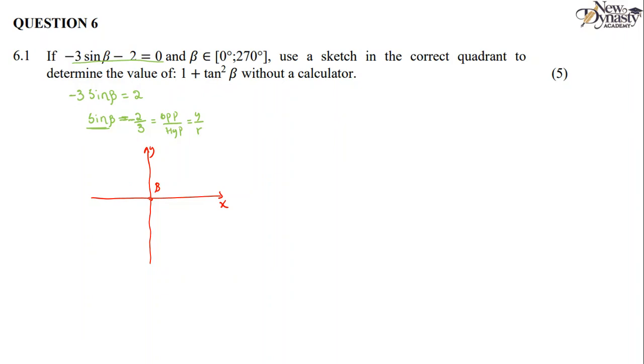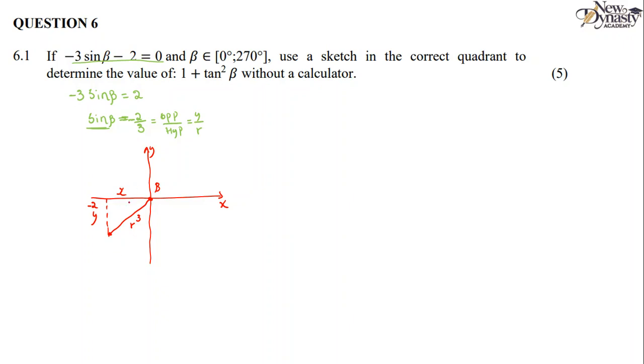Okay, let's try it again. Still clumsy, but that's fine. So we reach a point there. We can just complete the triangle with the dotted lines. So this is our y here, this is our x, and that is our r there. From the definition, we can see that our y is negative 2, and our r is 3. And your r is always positive.